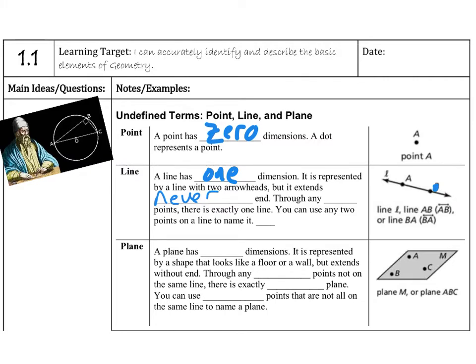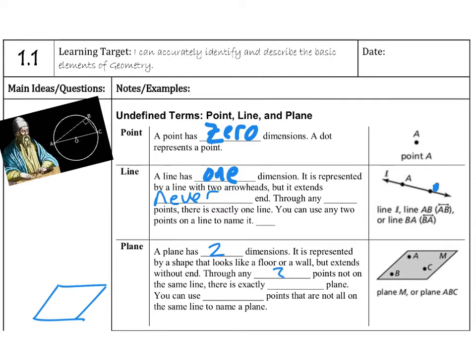Now we've got this other structure called a plane. You can go up and down, left and right, or forwards and backs. A plane has 2 dimensions. This is a flat surface like the floor of that building we just saw. It's represented by a shape that looks like a floor or a wall. We draw a parallelogram, so we make it look like a flat piece of paper that's laying down.